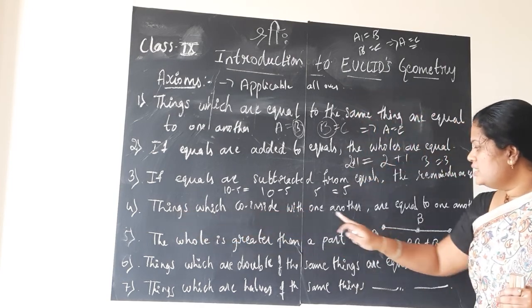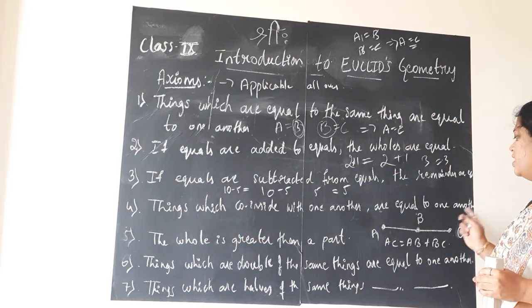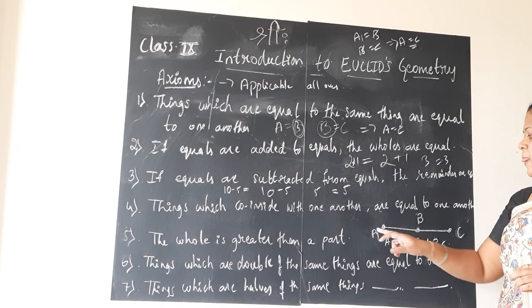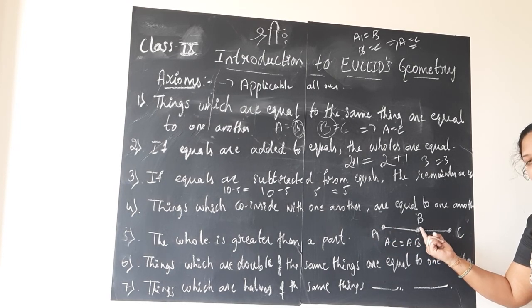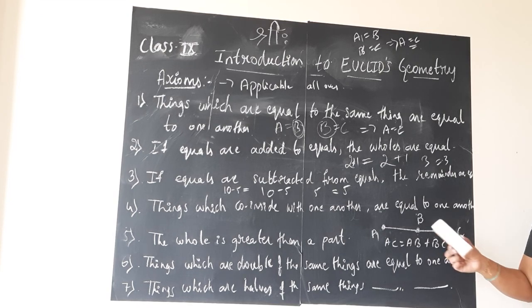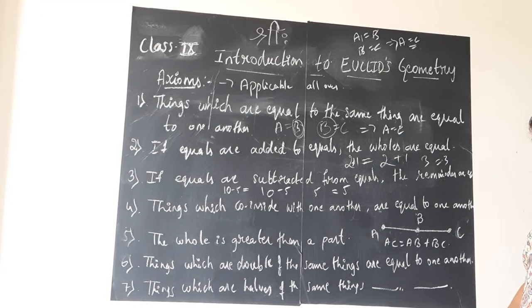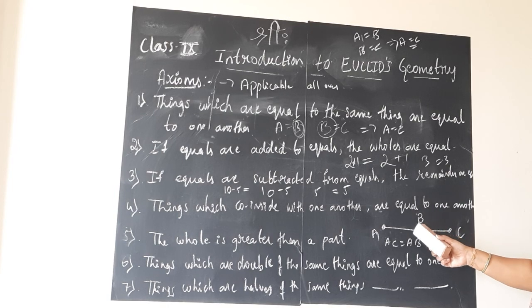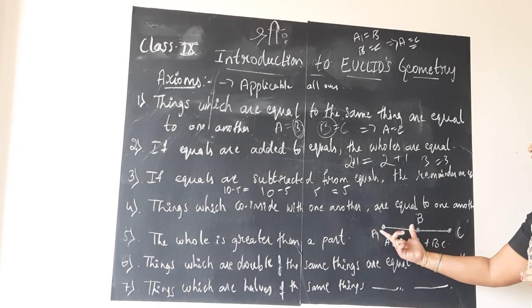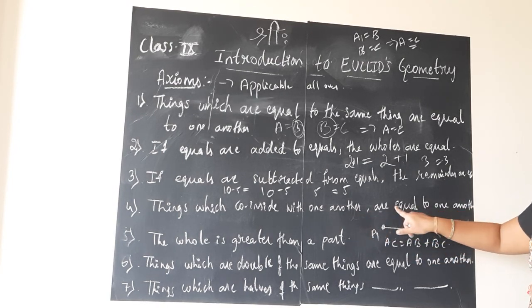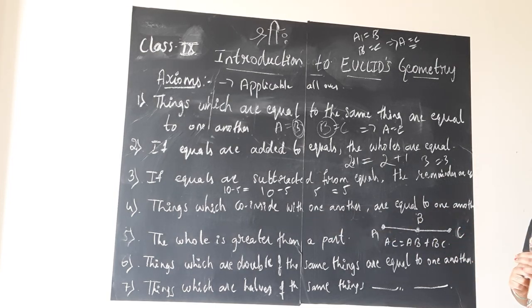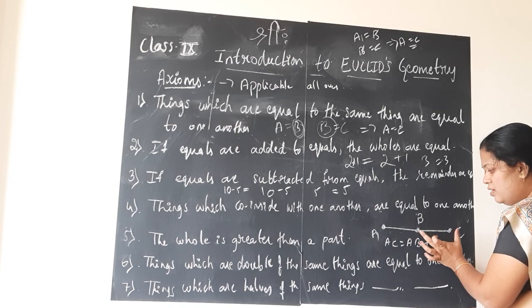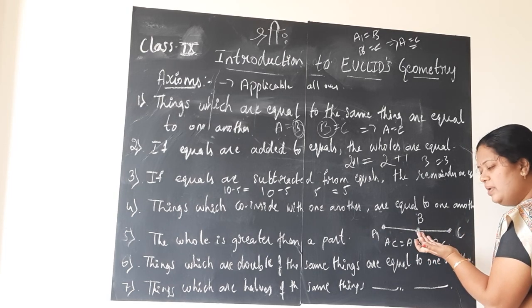Things which coincide with one another are equal to one another. So lines starting from point A and starting from point C are both coinciding at B, the coinciding point, children. So if they coincide at the same point B, then they are equal to one another. Yes, no? AB is equal to BC. Why? Because we said that B is the midpoint.